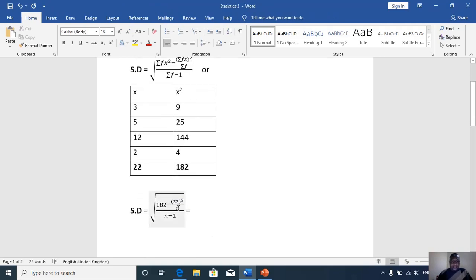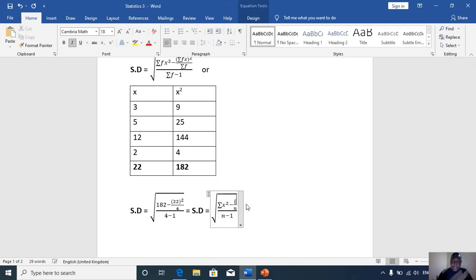n is 4. So n is the number of values. We have 3, 5, 12, and 2. Those are 4 values that we are adding. So n is 4 as well there, so 4 minus 1. So punch that into your calculator. SD equals the number on top there.